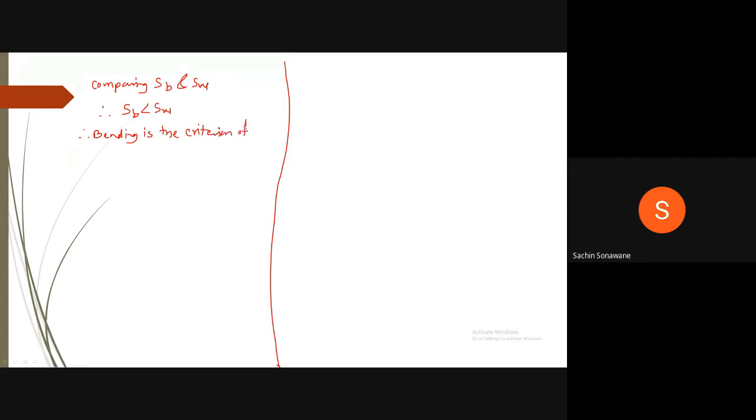Comparing SB and SW, which value is minimum? SB is minimum. Therefore, write down SB is less than SW. Therefore, bending is the criterion of failure.